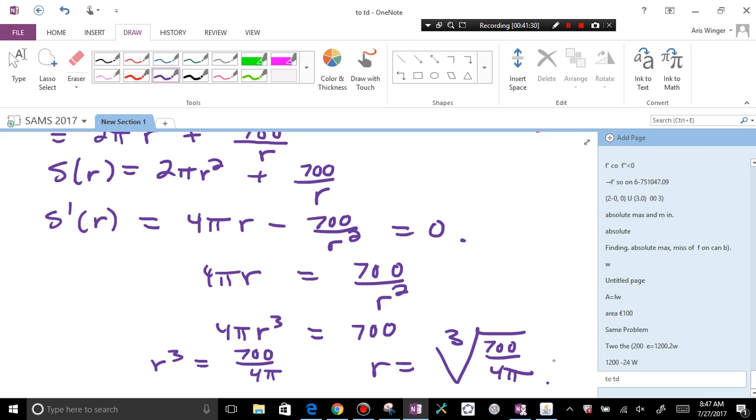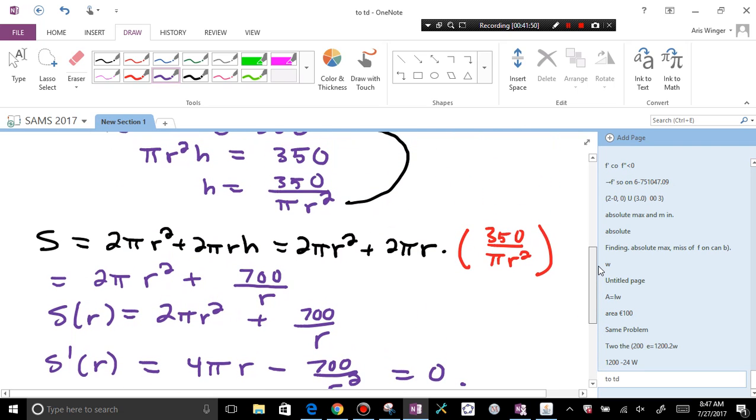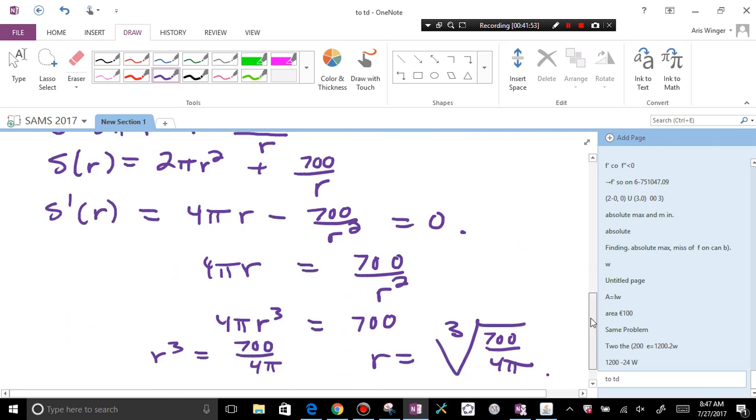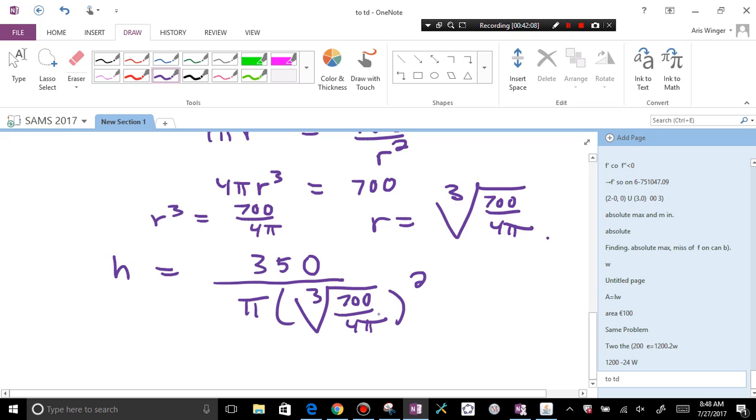You do want to go back and get H. The question is probably what, as the business person would want to know, what should the dimensions be so that I can save the most money on making this can. And so of course we want to go back and get H. She would certainly want to know what the height of the can would be. Super ugly too. H is 350 over pi r squared. So 350 over pi times this thing squared, the third root of 700 over 4 pi. Approximate as you need to.